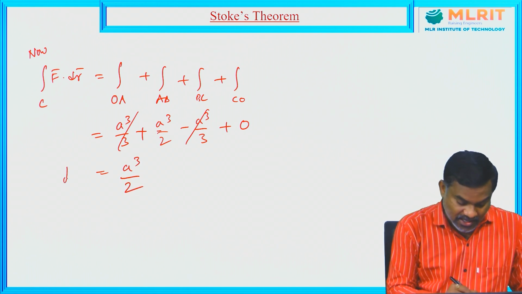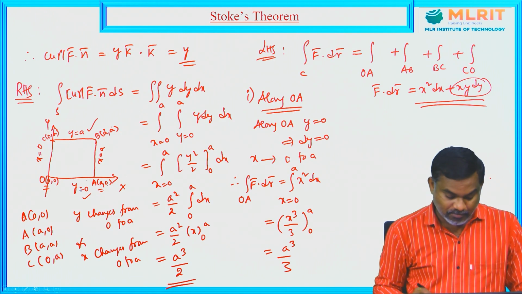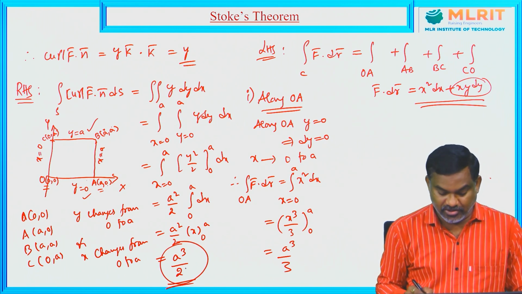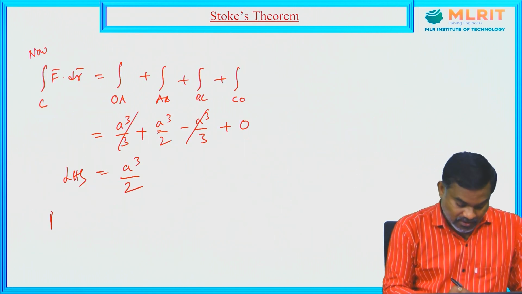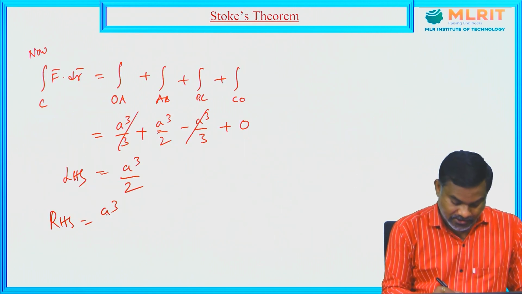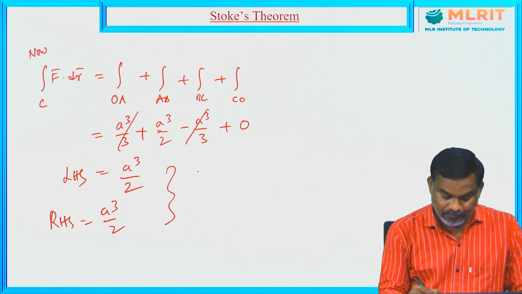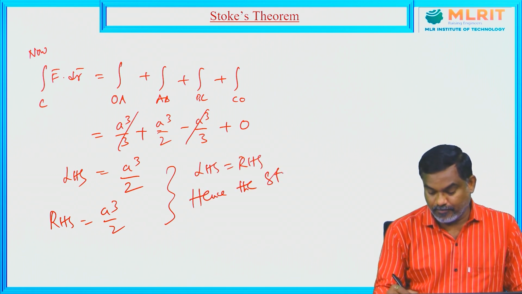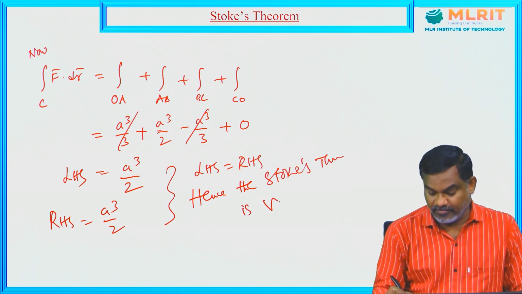This is the LHS. And the RHS is what we evaluated initially. So we got RHS is a cube by 2. From these two, LHS is equal to RHS. Hence, the Stokes theorem is verified.